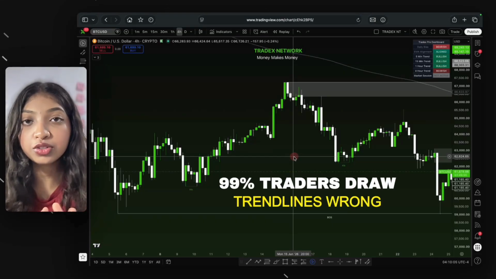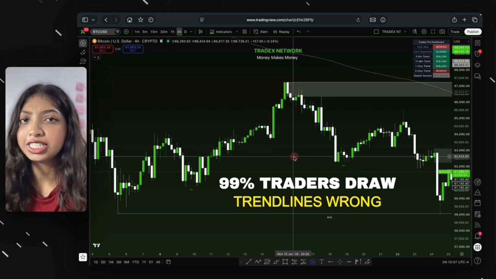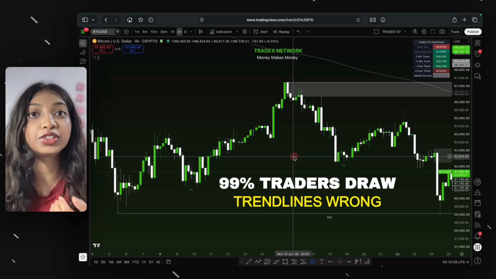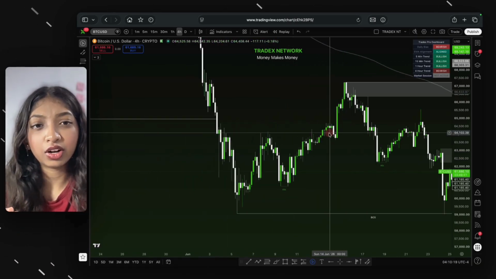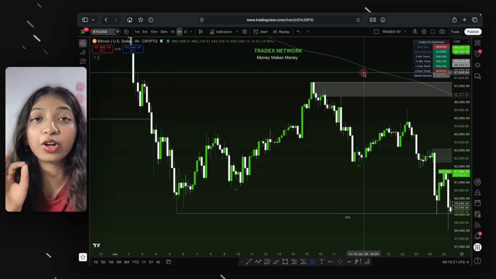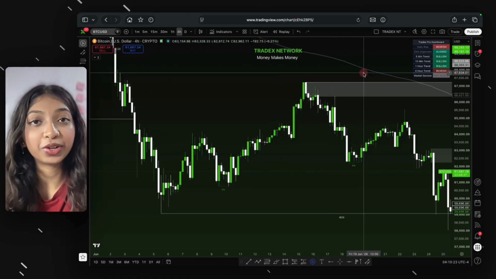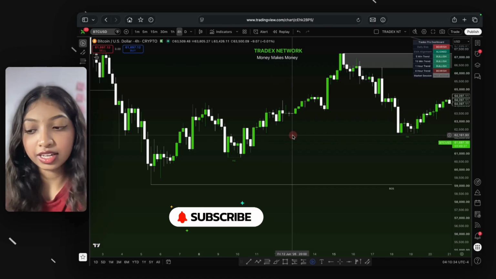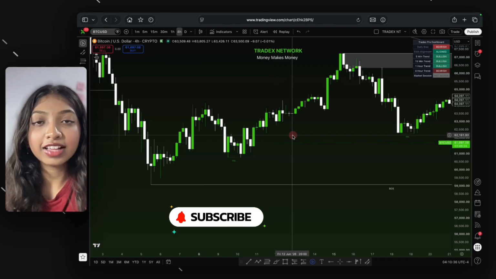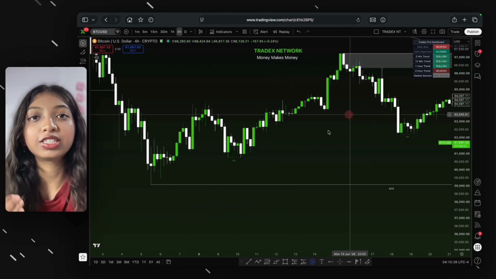99% of traders draw trend lines completely raw, and the crazy part is they don't even realize that they're doing it. Now here's the reality. If I asked 100 traders to draw a trend line on this exact price action, I can almost guarantee that each and every trader has different answers. Some traders connect every wick that they see, some completely ignore the wicks, and some just force a trend line just to place a trade.